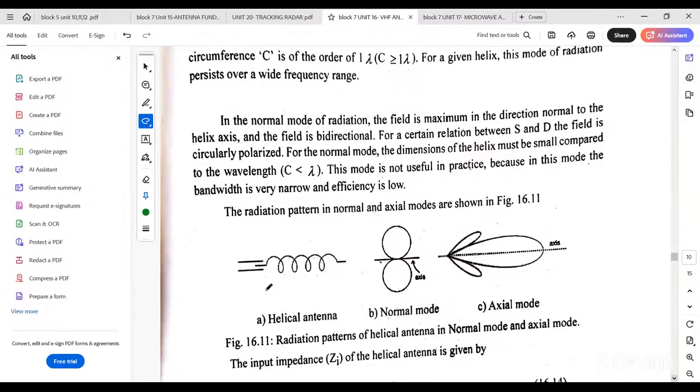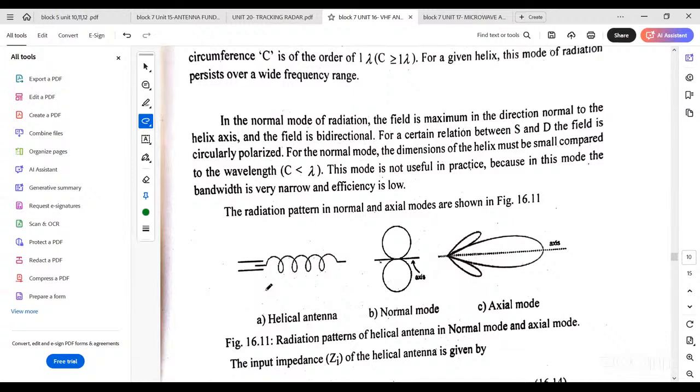What is figure A, figure B, figure C? 16.11. We have three figures: figure A, figure B, figure C. What is figure A? Normal helical antenna. Figure B, it works in normal mode as well as in axial mode.